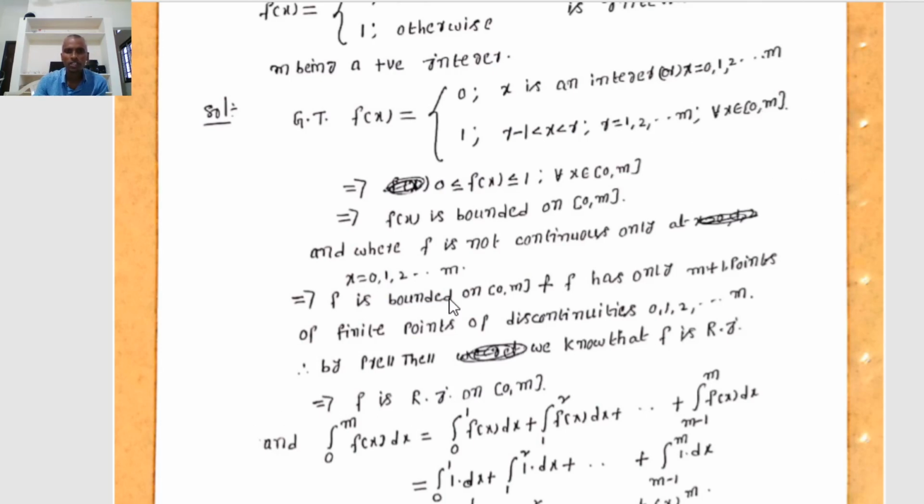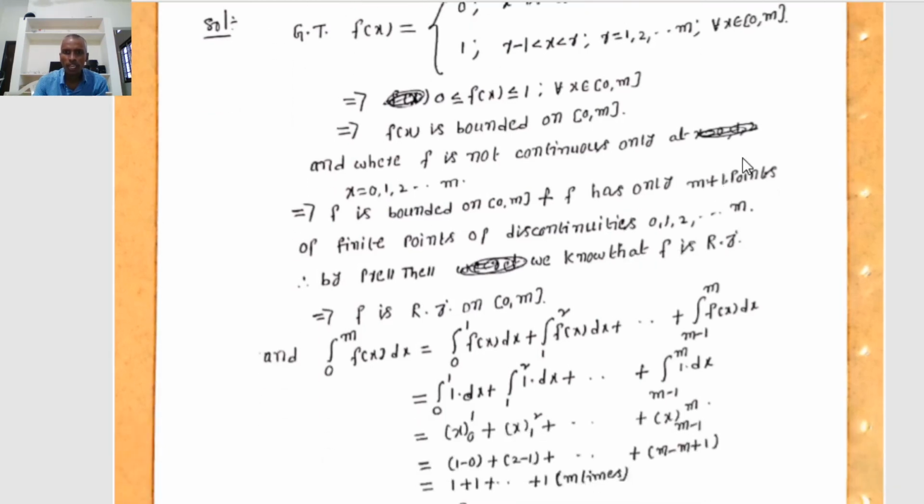That implies f is bounded on the closed interval [0, m] and f has only m plus 1 points of discontinuities. That is, f has only a finite number of discontinuity points, that is 0, 1, 2 up to m. f is bounded on [0, m] and f has only m plus 1 points, meaning a finite number of points of discontinuities 0, 1, 2, 3 up to m.